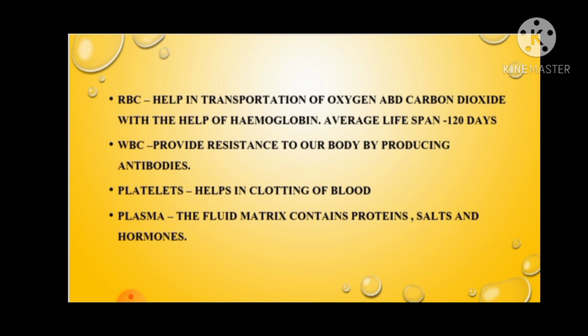Now let us study about WBC. The full form of WBC is white blood cells. And they provide resistance to our body by producing antibodies. So they protect our body from infections. They destroy harmful bacteria which try to enter our body. They are white in color. Now the third one is platelets. Platelets help in clotting of blood. They prevent excessive loss of blood during any injury.